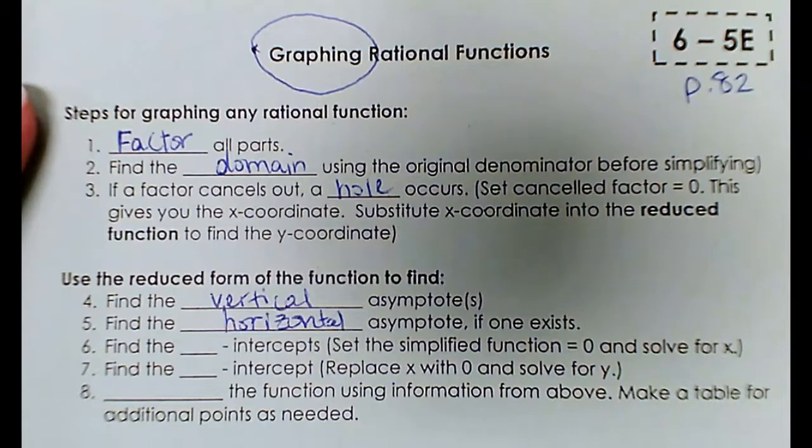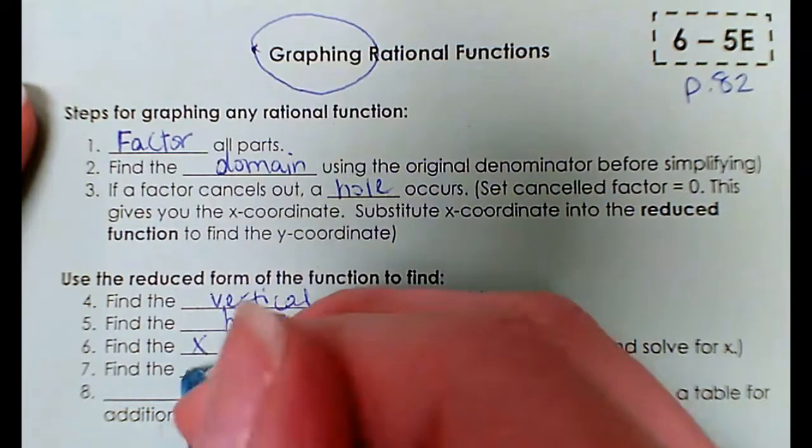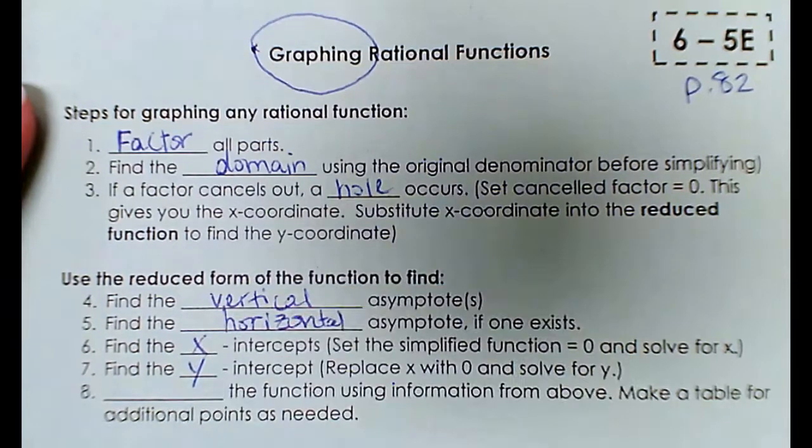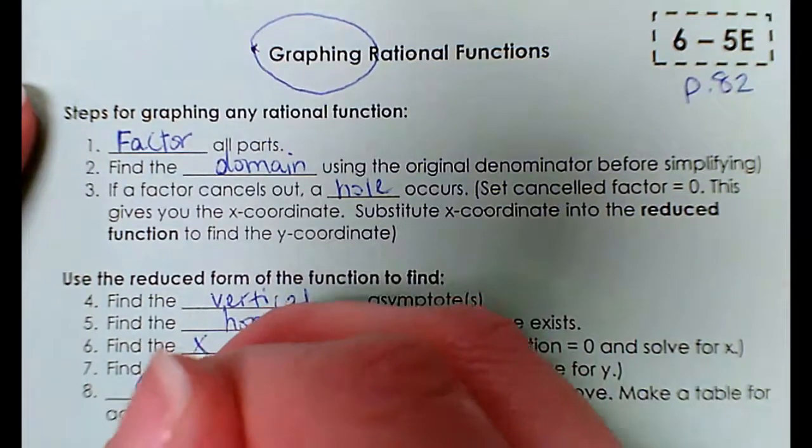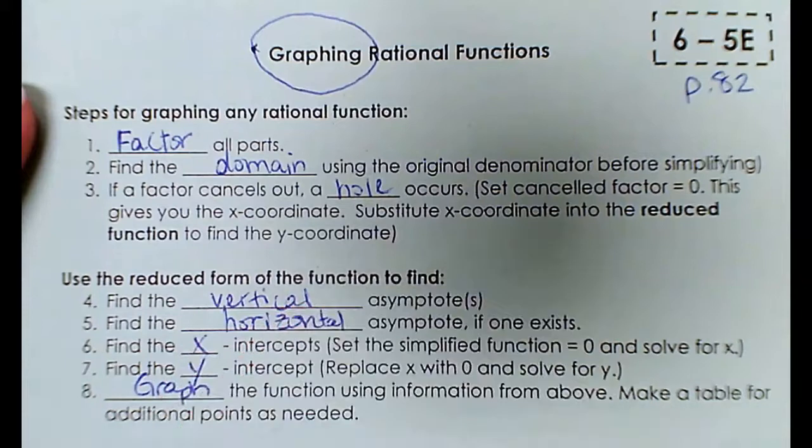Interesting. If you solve for x, you get an x value, so this is the x-intercept. Then you replace x with 0 and solve for y. That is the y-intercept. And then finally, you need to take all of this information and graph the function using the information from above.